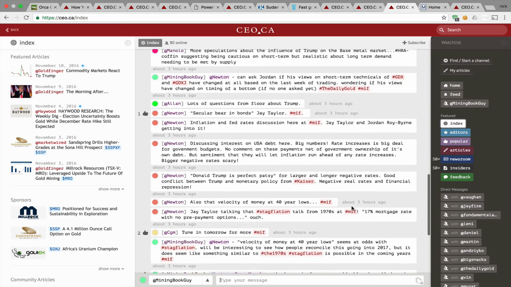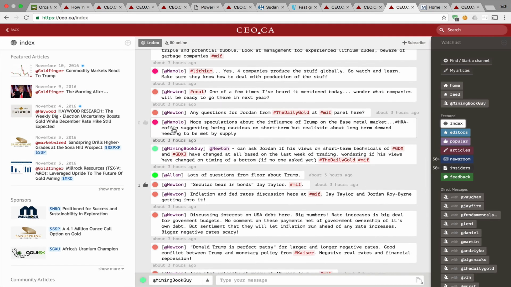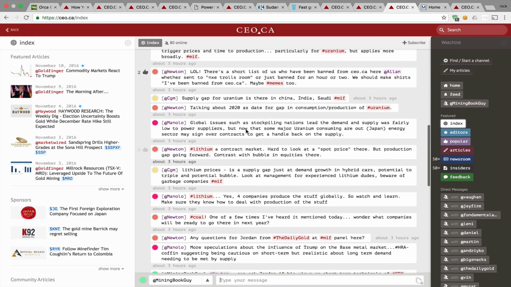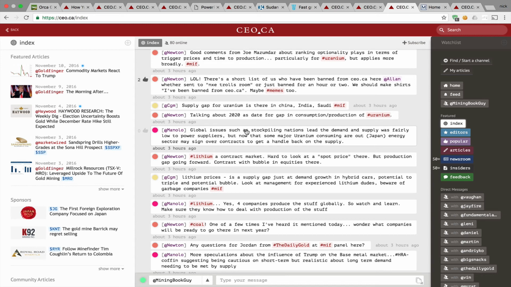So, Newton, Manolo, and where's the other guy? Oh, CGM. This is another such a powerful thing at CEO.CA. My favorite time is checking out the index, which is the main room. So a lot of people who come here, they only know the index. And sometimes the index gets really messy and it's just like chaos. But days like today are great.